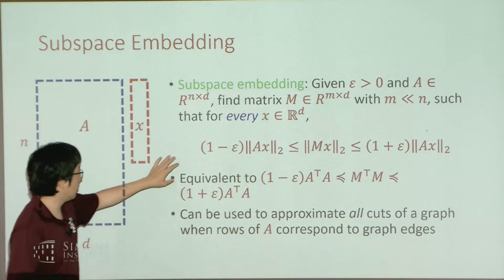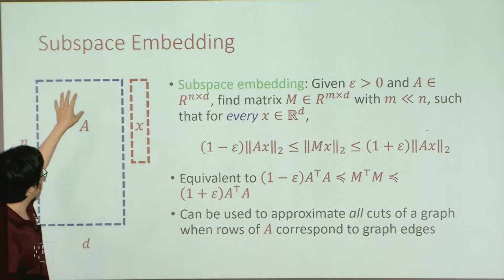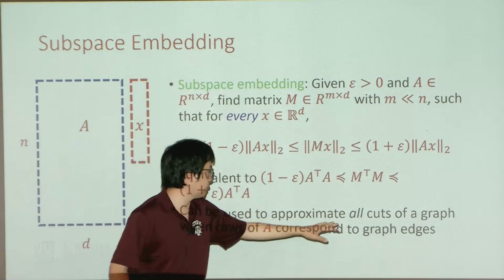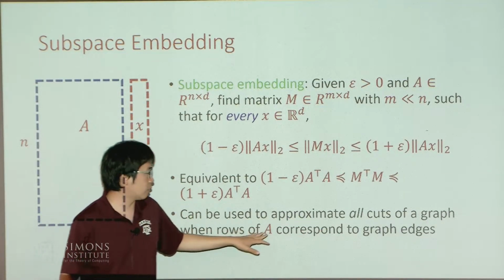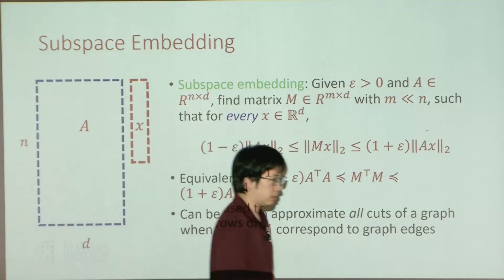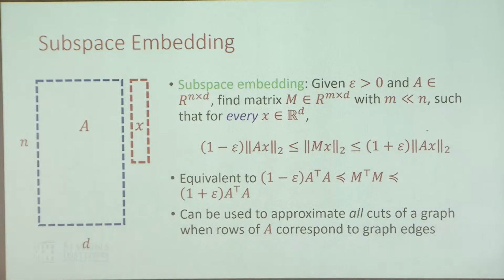It's known that this is a stronger guarantee. This is a spectral sparsification. So it can be used to approximate all cuts of a graph when the rows of A correspond to graph edges. That being said, we don't solve the graph sparsification problem. Our results are not optimal there, so that'll be an open problem at the end that I want to find a solution to.